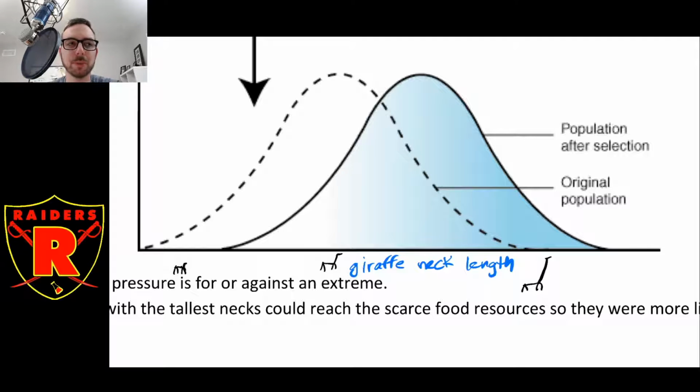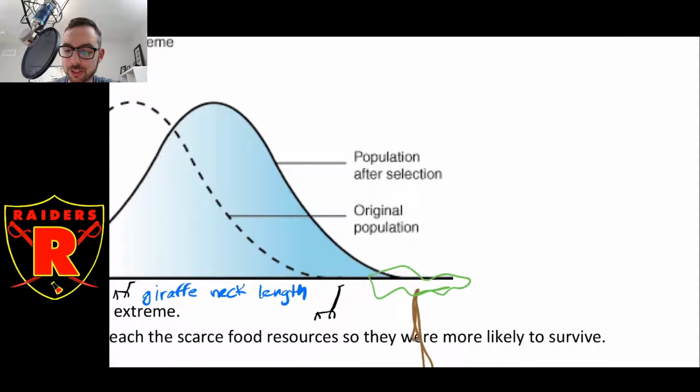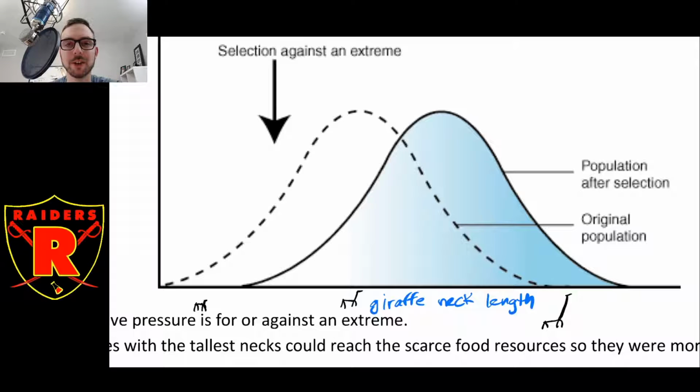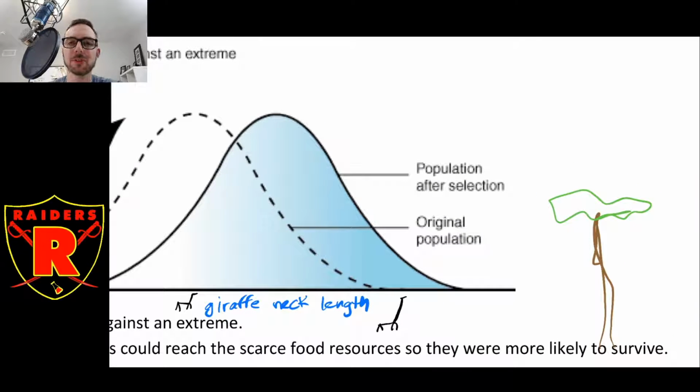Well, the selective pressure in this case is where giraffes find their food. Giraffes find their food at the top of acacia trees, and acacia trees are very tall. So if you want to get those leaves at the top of the acacia tree, you've got to have a tall neck. So in this particular case, only the really tall giraffe is going to have access to that acacia tree. So really short giraffes are going to be disfavored in the environment. They're going to be selected against. And giraffes with really long necks are going to be selected for. They have an enhanced survivability because they have a longer neck.